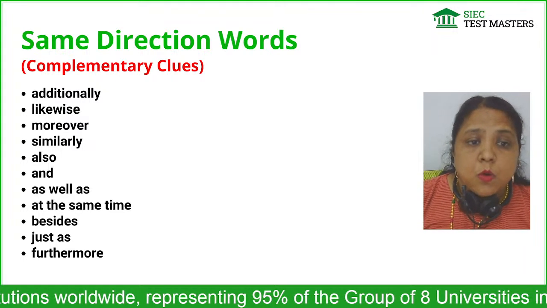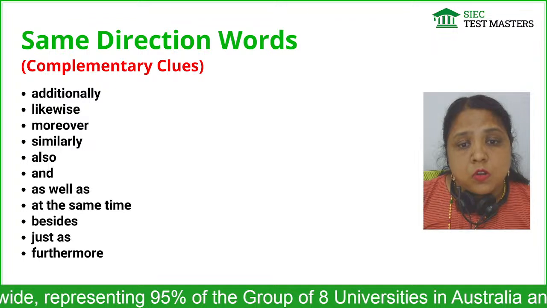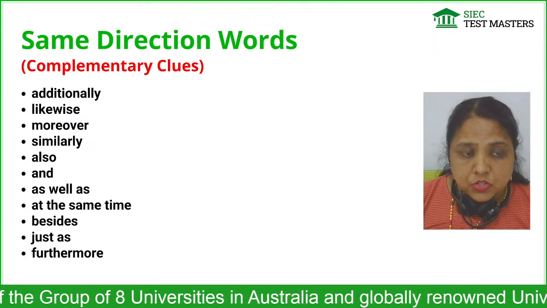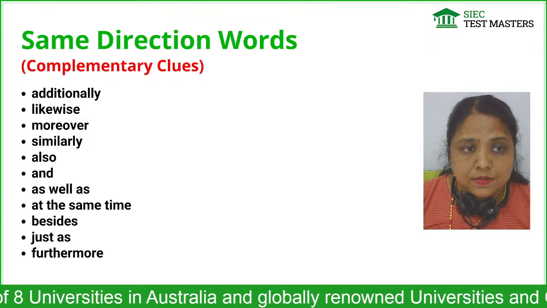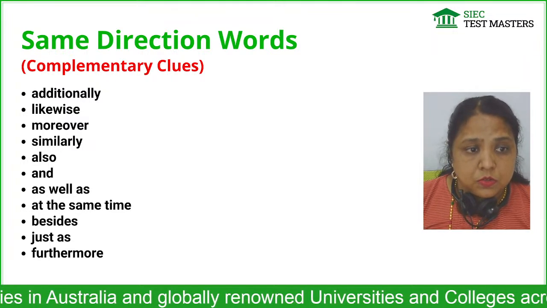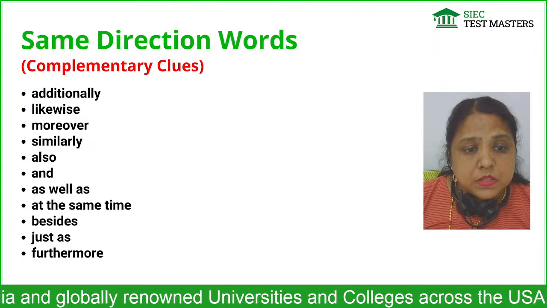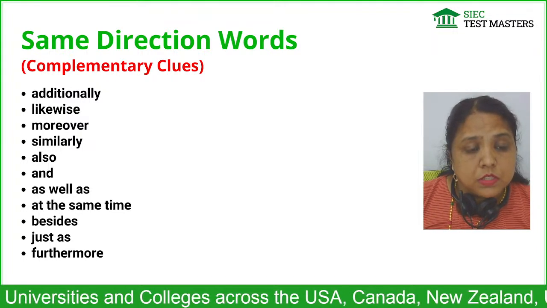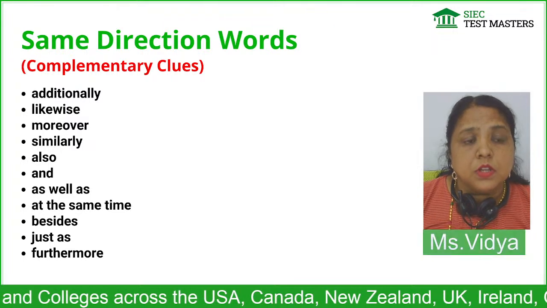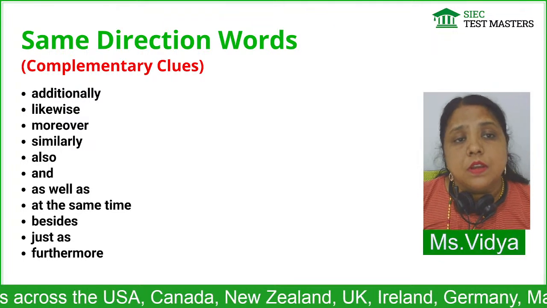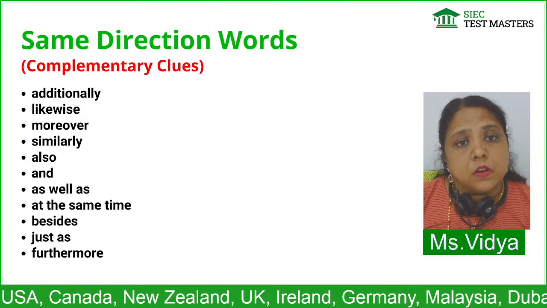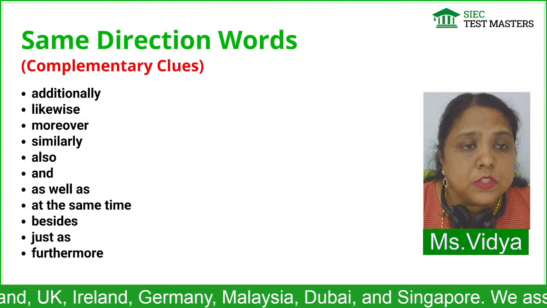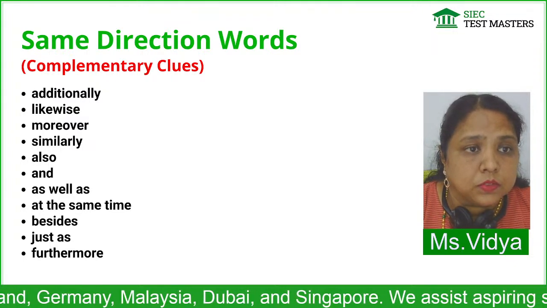In the same way, moreover: John is not well. Moreover, he feels very lethargic. So it adds. Additionally, also, at the same time, besides, which means in addition to, furthermore, these are the words which add to the already given point, the already given clause. So these are the same direction words, which are also called complementary clues.